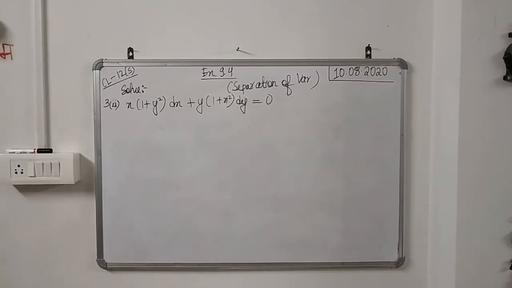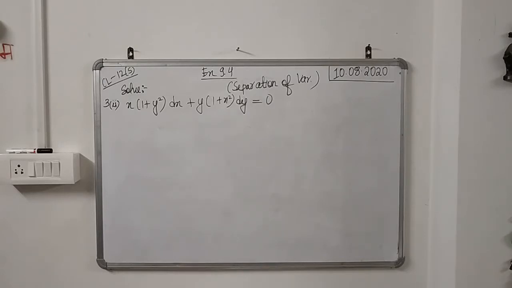So today is 10th of August, and in the previous class we started differential equations. We have done exercise 9.1, what we mean by order and degree, and we also started how to solve a differential equation by using separation of variables. And yes, we were doing exercise 9.4. In the last class I did till question number 3 part 1, and now we are starting from question number 3 part 2. The question is the same, solve.